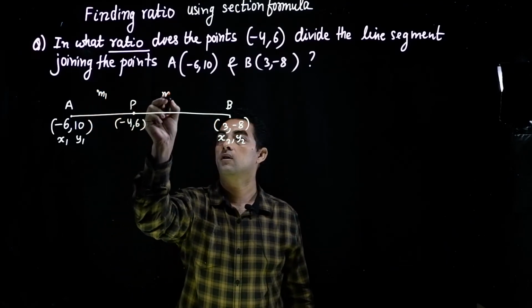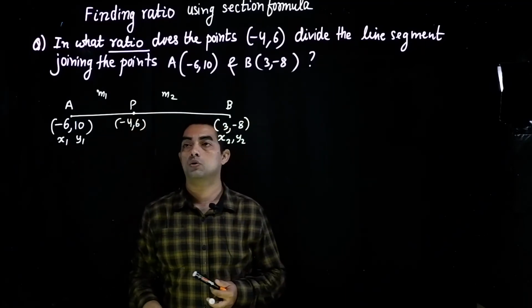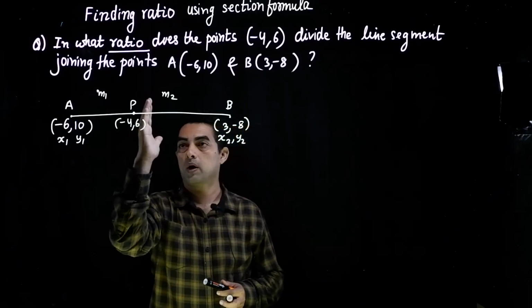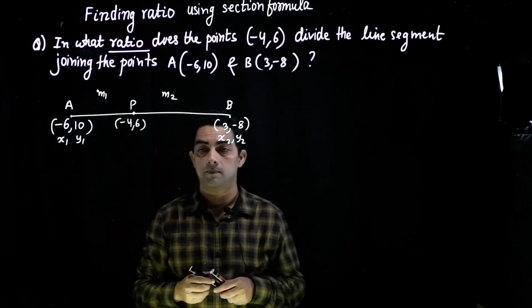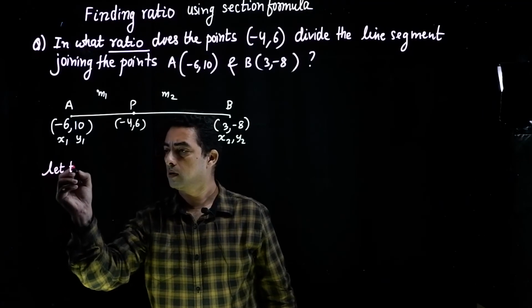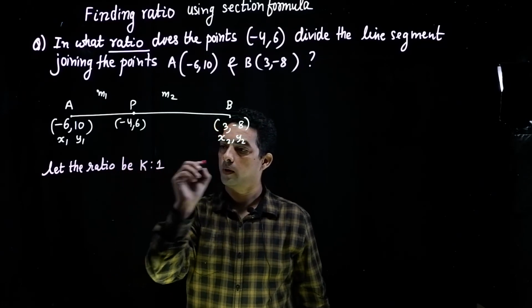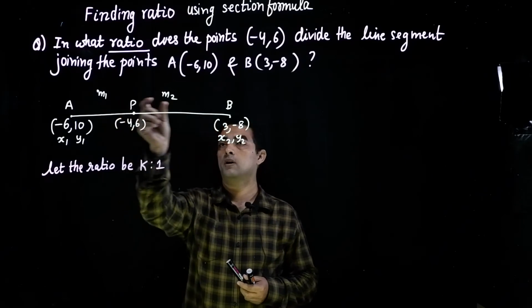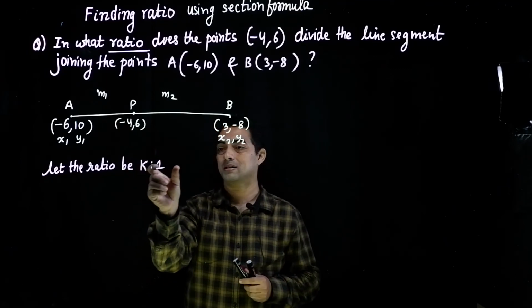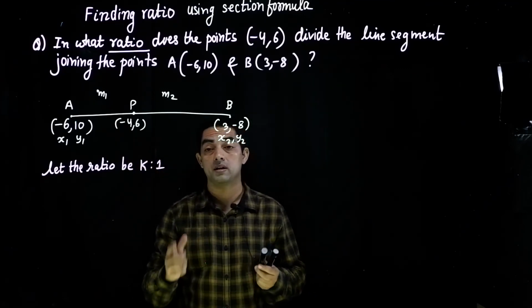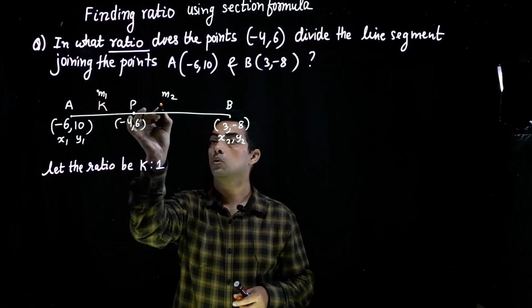Let's say the ratio is m1 is to m2. We have to find this ratio. These 2 points are given, point P is also given. We have to find out in what ratio this point P divides this line AB. So if the ratio is not given, we will let the ratio be K is to 1. You can do this question by taking m1 is to m2, but that will be a little difficult. When you attempt this question by taking the ratio as K is to 1, the question gets solved very nicely. Let's see how we can proceed. Let the ratio be K is to 1.